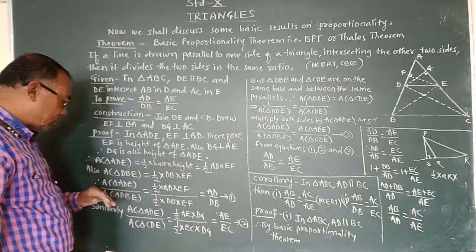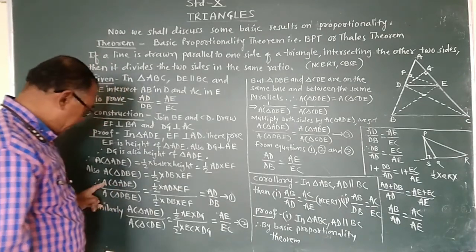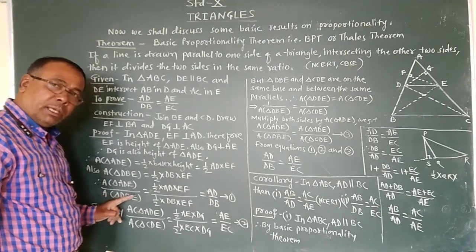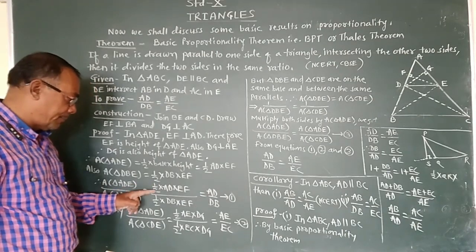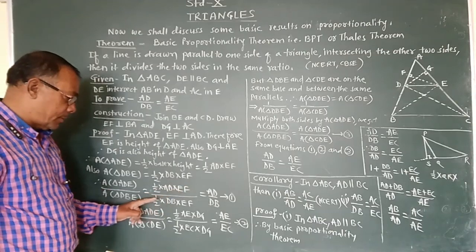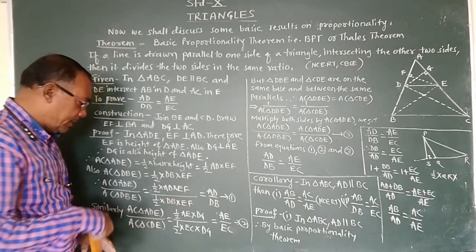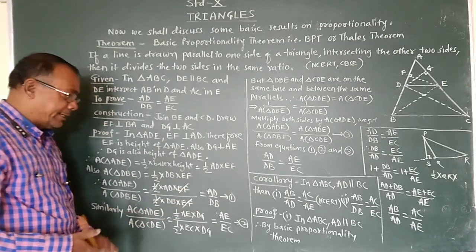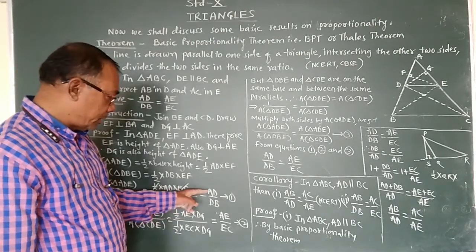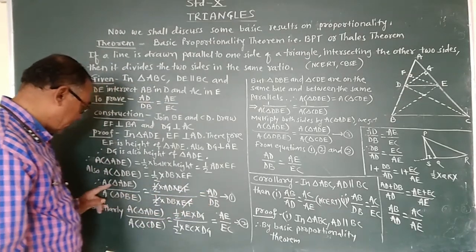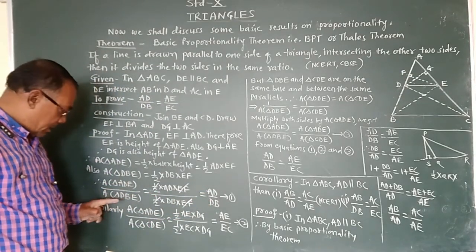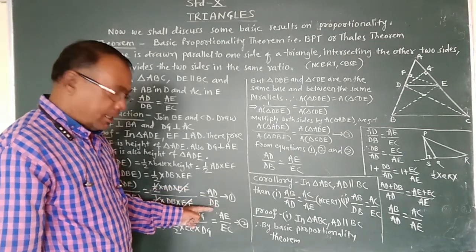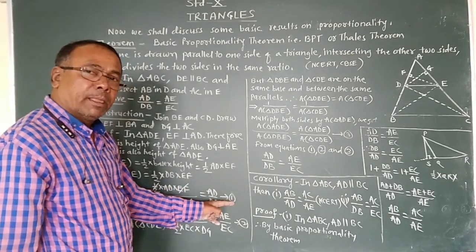of both the areas of the triangle, then we will get area triangle ADE upon area triangle DBE is equal to 1/2 AD into EF upon 1/2 DB into EF. Here 1/2 and EF will get cancelled, and we will get the ratio AD upon DB, and therefore area triangle ADE upon area triangle DBE equal to AD upon DB, and this is equation number 1.